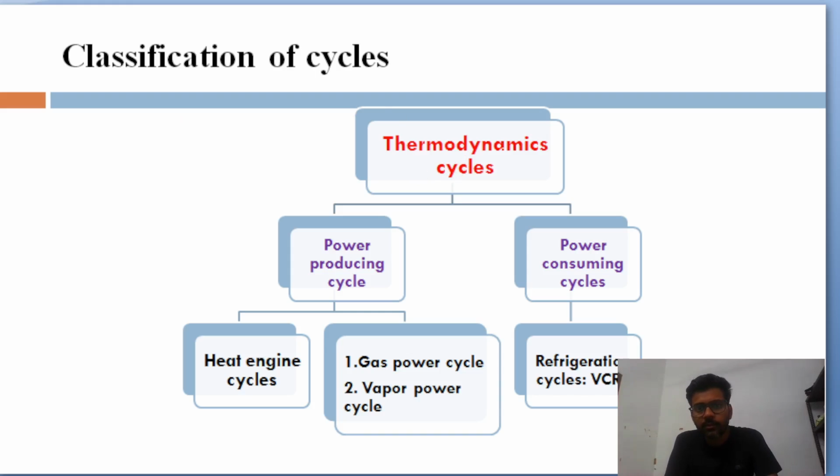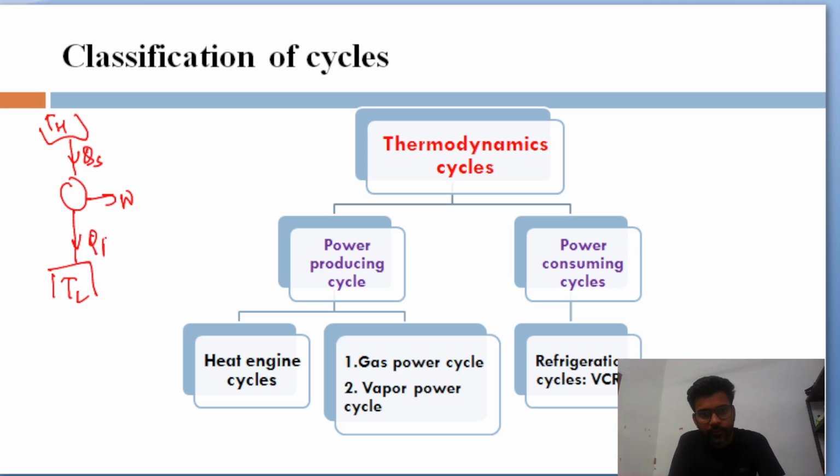In thermodynamics there are two types of cycles, that is power producing cycles and power consuming cycles. Generally, power producing cycles are simple heat engines. We know the heat engine has a lower temperature and a higher temperature, T lower and T higher, and work is produced when heat is supplied.